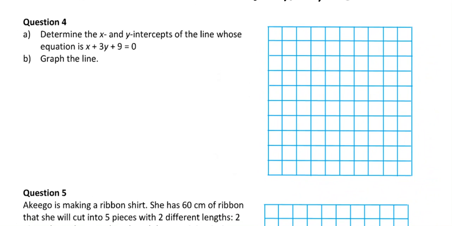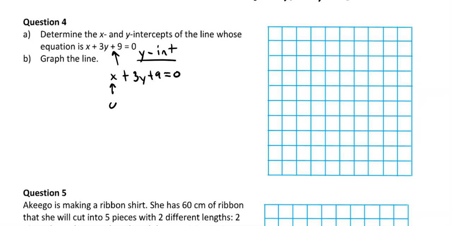Next one. Determine the x and y intercepts of the line whose equation is that one. So we'll say y-intercept. Now, if I'm looking for the y-intercept, I'll write it one more time: x plus 3y plus 9 is equal to 0. If I'm looking for the y-intercept, something's equal to 0, right? You guys remember that? What would be equal to 0 here? Your x, right? Because if I'm on the y-axis, then my x value would necessarily be 0. So I can just throw a 0 in for x.